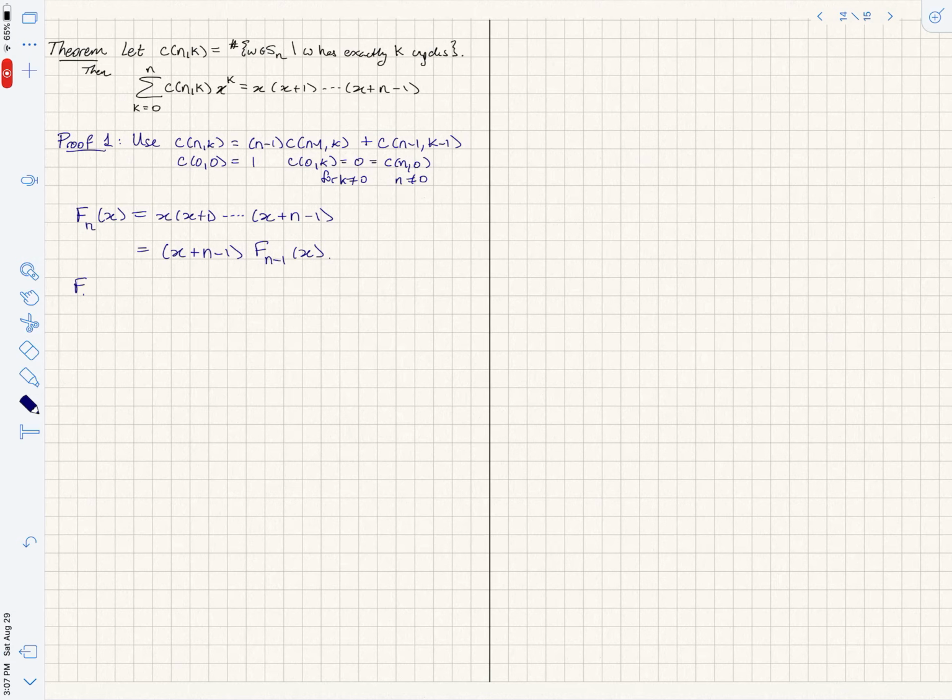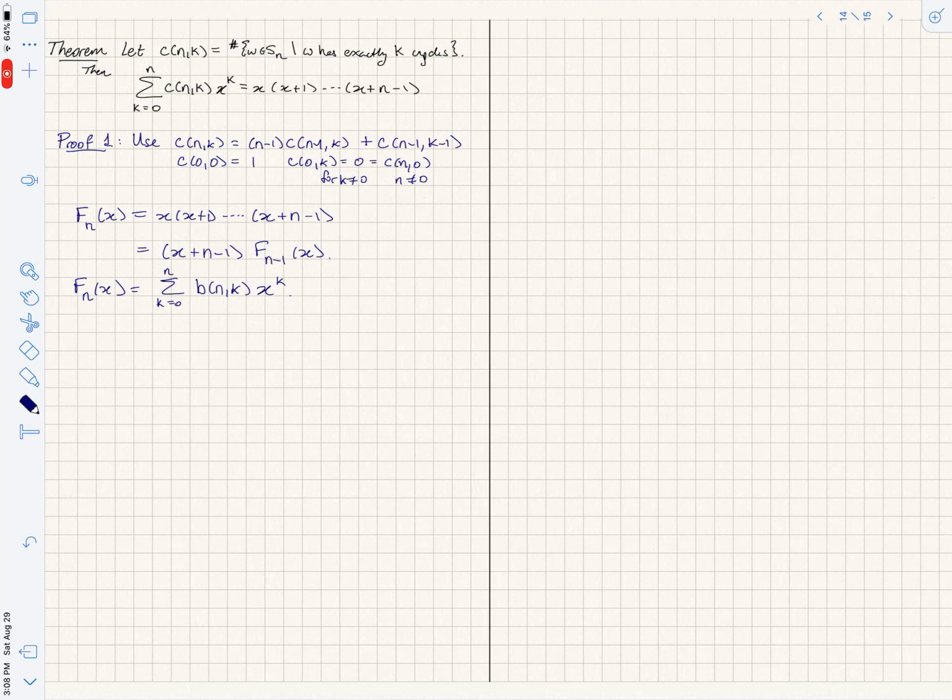The other thing I need to do is write the generating function, or write the expansion of f_n, and give it some notation. I don't want to assume that it's c(n,k). So we'll say this is the sum from k equals 0 to n, because of course this is degree n, of some numbers b(n,k) x to the k. And all I need to do is show that the numbers b(n,k) satisfy the same recurrence relation and the same initial conditions as above.